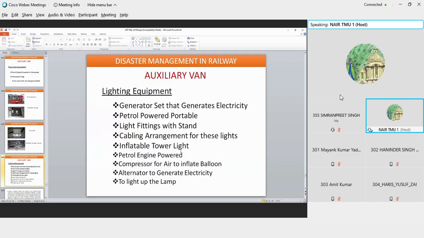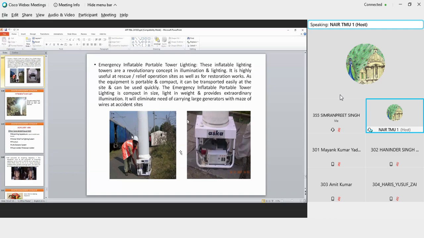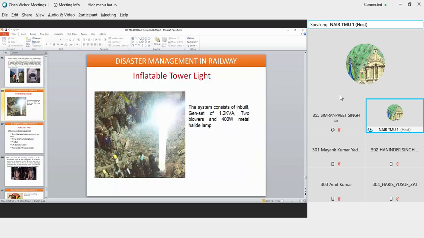Now, these vans also carry some lighting equipment, because the accident may have happened in the night. Earlier, the catch used to be that the electrical people used to set up the lighting equipment, but it used to take time. So railways have started purchasing these, called ASCA lights. The name ASCA has come from the company called ASCA, and these are with inflatable tubes. As soon as you come to an accident site, you will find that we have located 4 or 5 ASCA lights. These are tower lights. When you kick in the generator, it starts giving light.